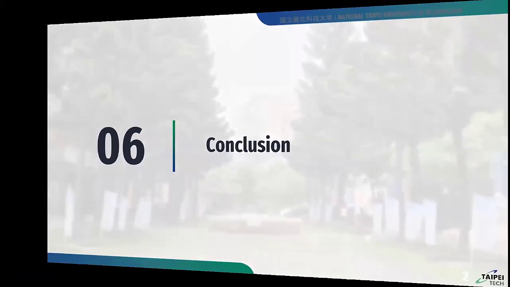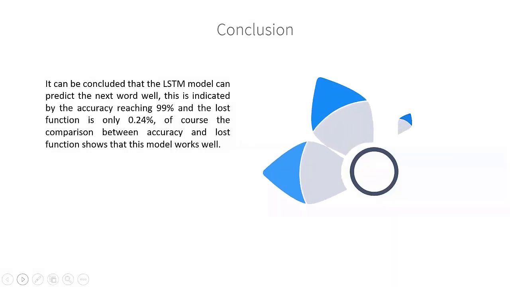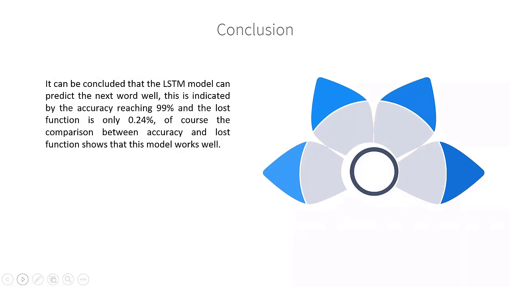Conclusion. It can be concluded that the LSTM model can predict the next word well. This is indicated by the accuracy reaching 99% and the loss function being only 0.24. Of course, the comparison between accuracy and loss function shows that this model works well. And even when the dataset is replaced with other song lyrics, it does not reduce the accuracy.